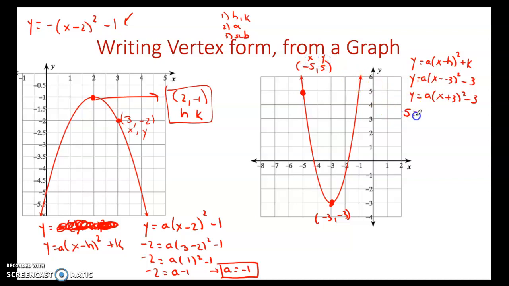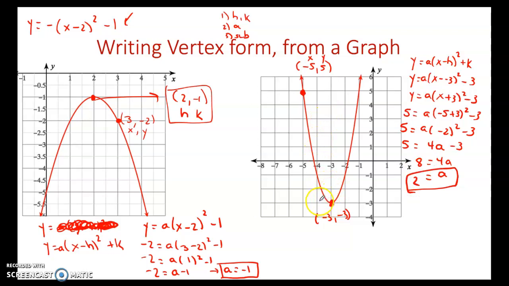So we're going to have 5 equals a times -5 plus 3 squared minus 3. 5 equals a times -2 squared minus 3. Order of operations is that you have to square it first. So -2 squared is 4. So 5 equals 4a minus 3. And you're going to add 3 to both sides. 8 equals 4a. A equals 2. So we have my a. We have our h and k.